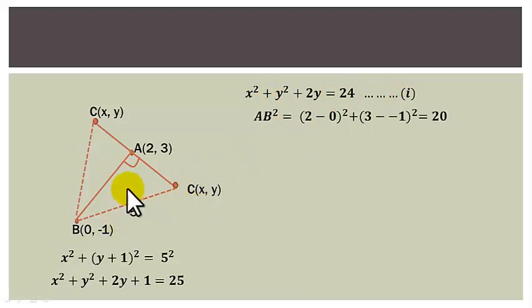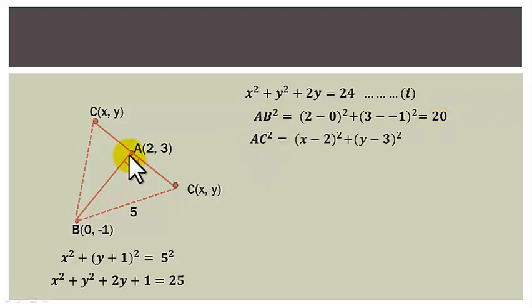Now, let us find the distance AB. Using the distance formula, AB squared is equal to 2 minus 0 squared plus 3 minus -1 squared. 2 minus 0 is 2, 2 squared is 4. 3 minus -1 is 3 plus 1, which is 4, and 4 squared is 16. So 16 plus 4 will give us 20. So AB squared is equal to 20.